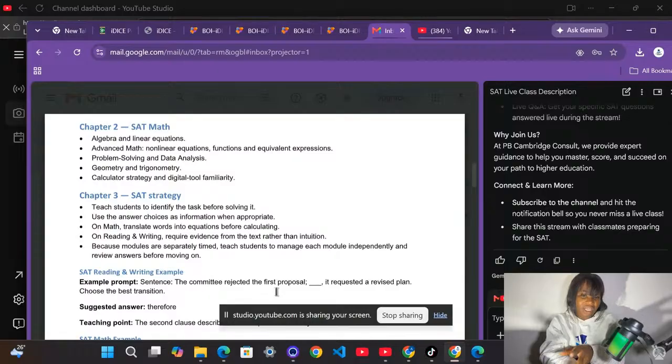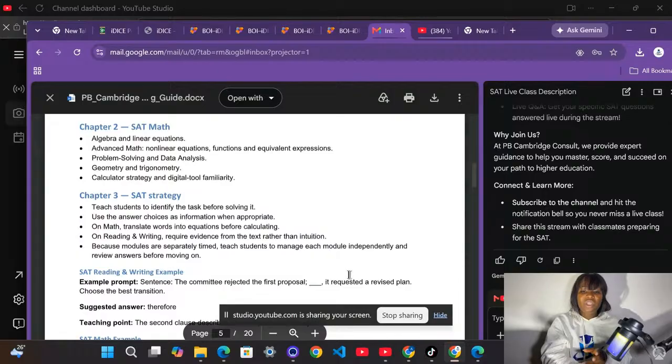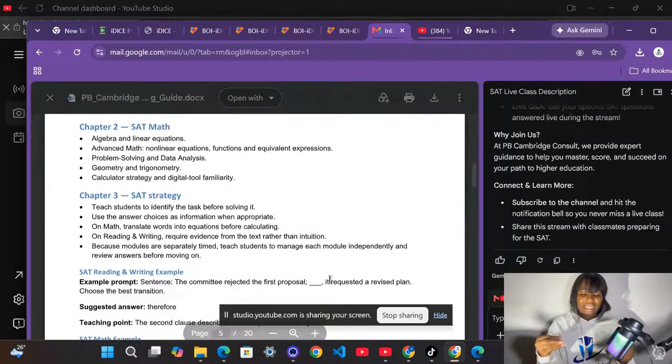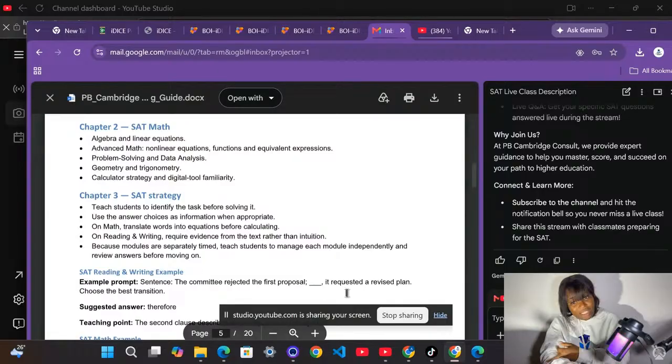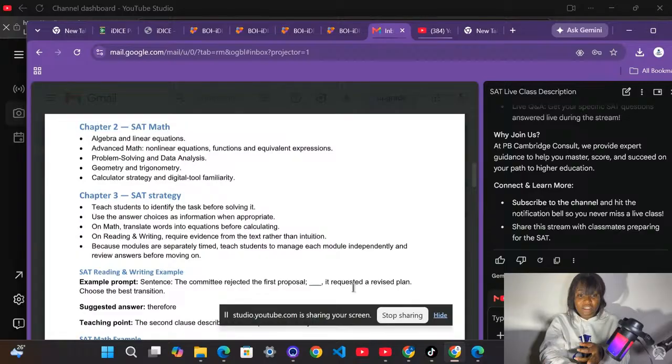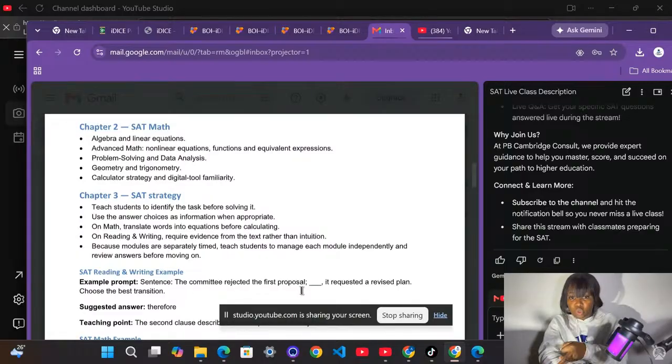The committee rejected the first proposal, and we have the second sentence: it requested a revised plan. So we need a linking word that would actually link these two sentences, because we have transitioned from the first sentence to the second sentence. We transitioned from "the committee rejected the first proposal" to "it requested a revised plan."